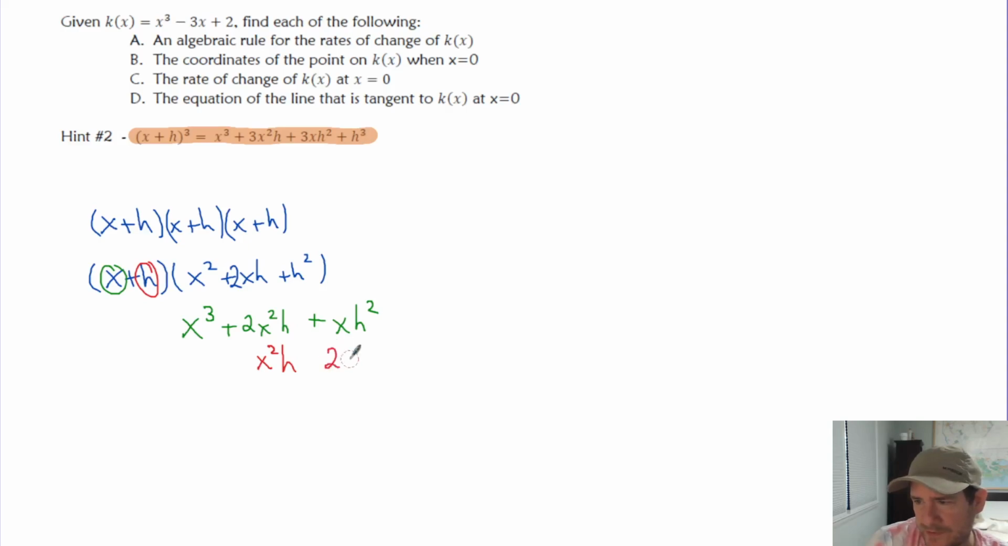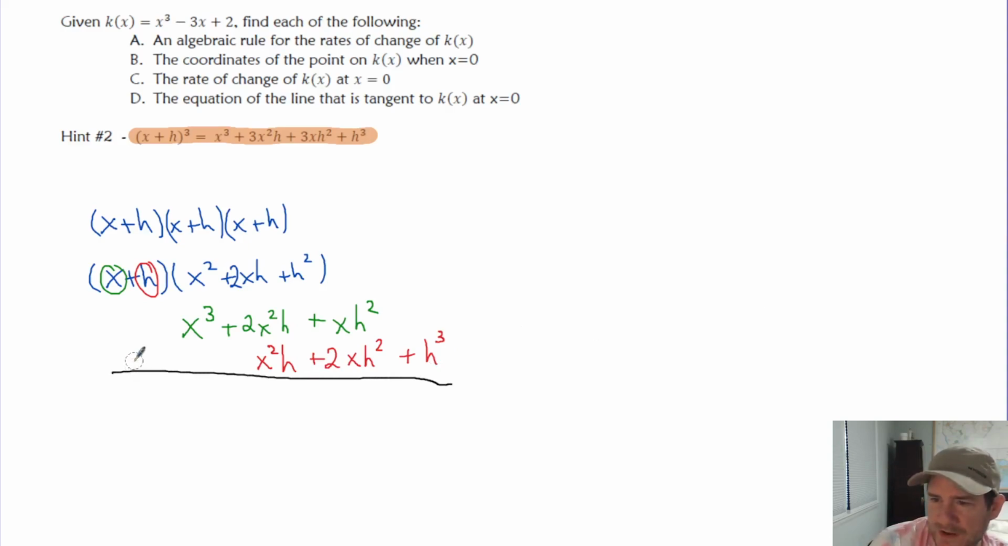I'll put that over here. 2xh squared. And then the h distributes onto the h squared, giving you an h cubed. But if you're afraid that you're not going to remember this expansion, then you can do it the long way. We're just going to add all of these terms to all of these terms.